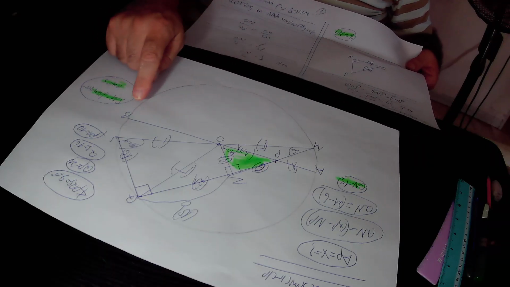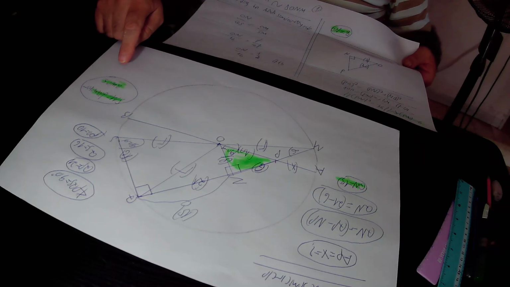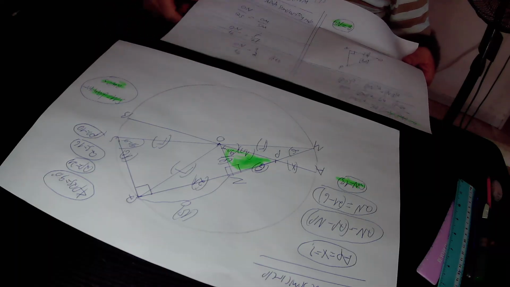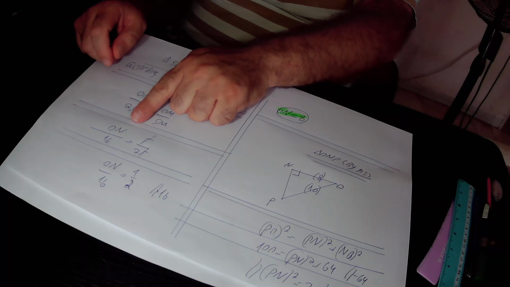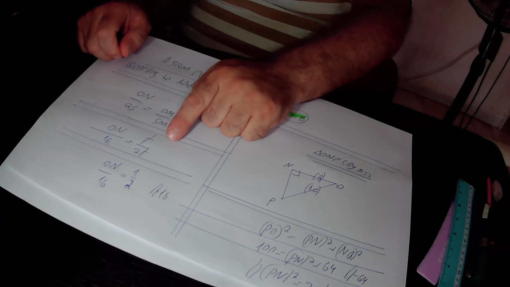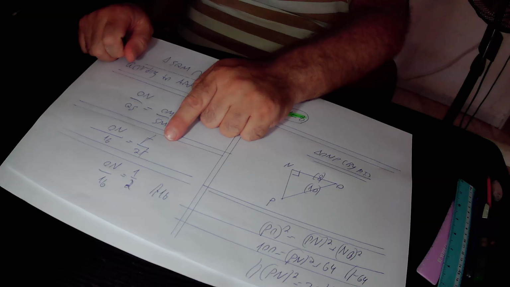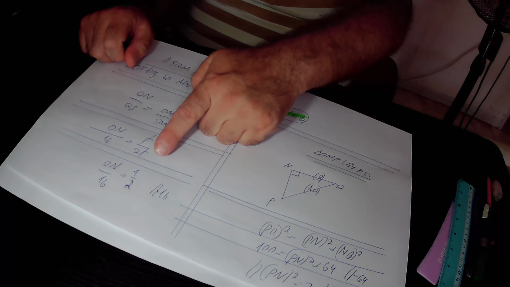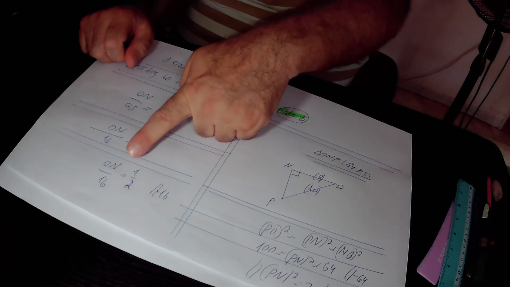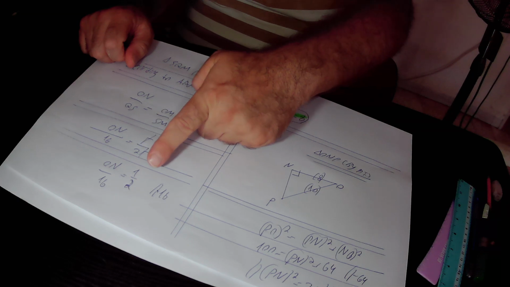Over MS. MS is the diameter of the circle, that is equal to 2R. So in total, we found out that ON over 16 equals R over 2R. We have R in the numerator and R in the denominator, so R will get cancelled. So here we are left with only 1 half. ON over 16 equals 1 half.